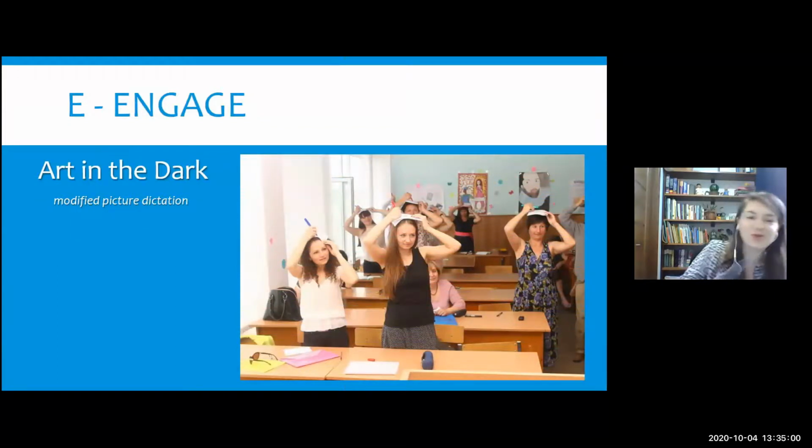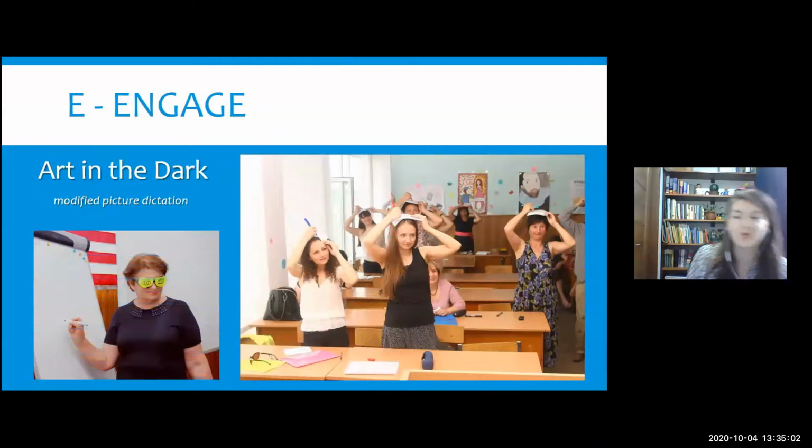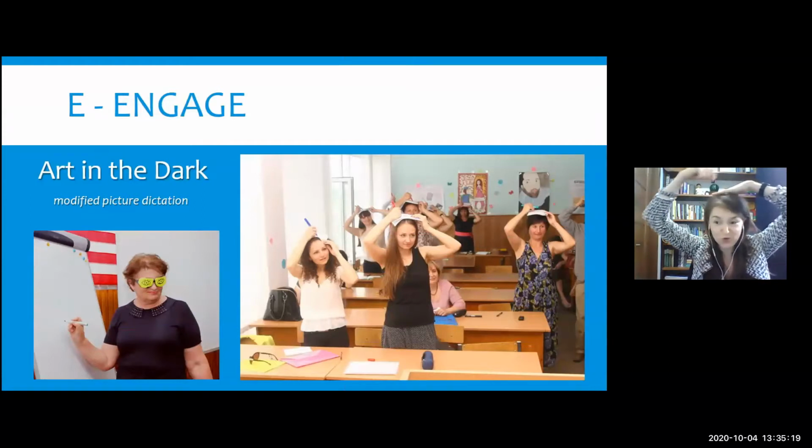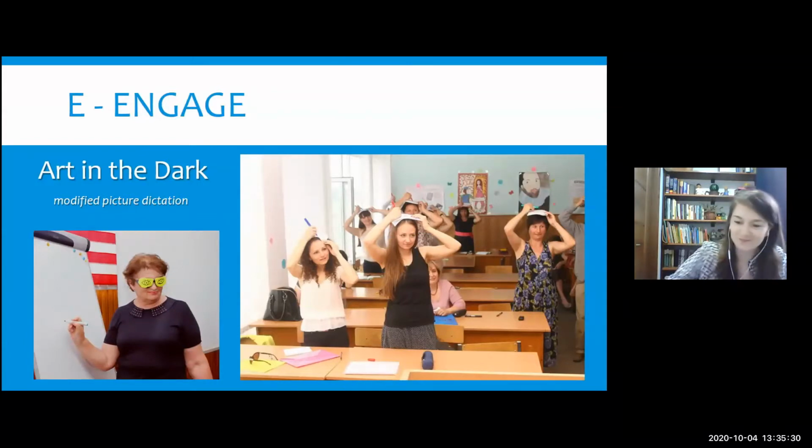Probably you all know about the picture dictation, where students are in pairs and they have to describe what they see, and their partner has to draw what they hear. Or you can do it as a whole class. You can blindfold them, or you just put a piece of paper on your head and you listen to the description of something and you have to draw what you hear above your head. So that's fun, and the result you get is something unexpected. So that's the kind of engagement we are looking for in the class.